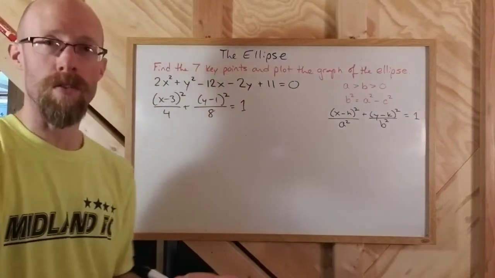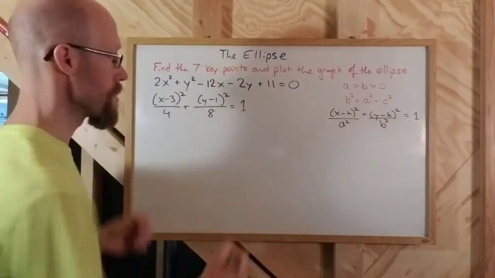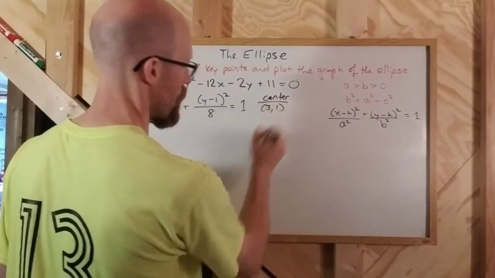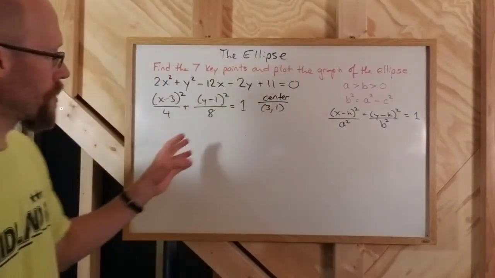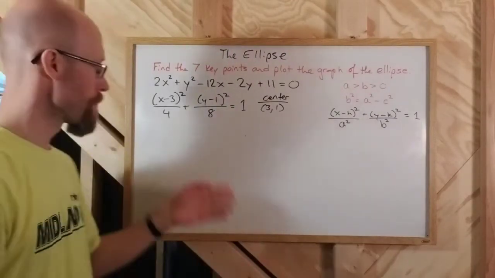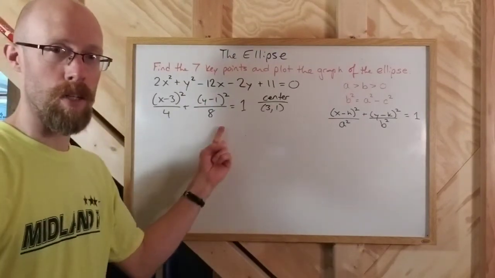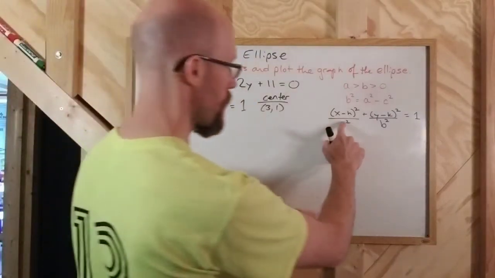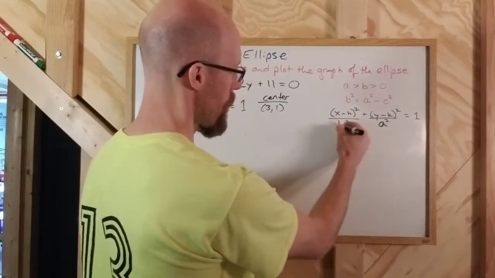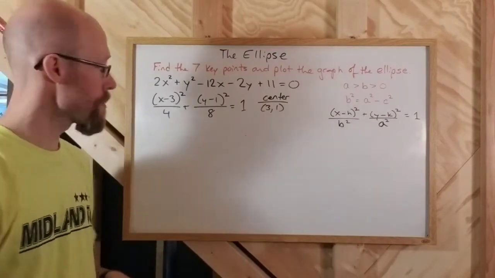So now I need to get my 7 key points. Well, the center is the obvious one, right? It's 3, 1 using the opposite signs. And the orientation of this ellipse is going to be vertical. The major axis is going to be in the y direction, the vertical direction, because the larger denominator is on the y. All right, so major axis, minor axis. So on my equation here, I'm going to swap the a and the b, because I want the bigger one, a, to be underneath the y, and the smaller one, the b, to be underneath the x.